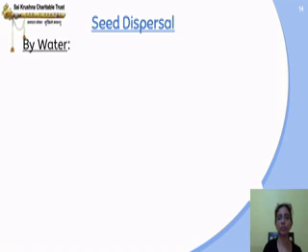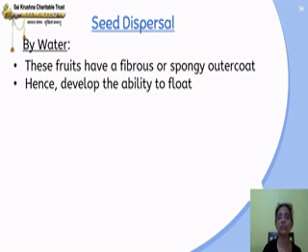We saw the dispersal of seeds by wind. Now we are seeing the dispersal of seeds by water. So how do you think these seeds are dispersed by water? Now, these fruits have a fibrous or spongy outer coat. So what happens is air gets filled in the fibrous space, giving it the capacity of floating.